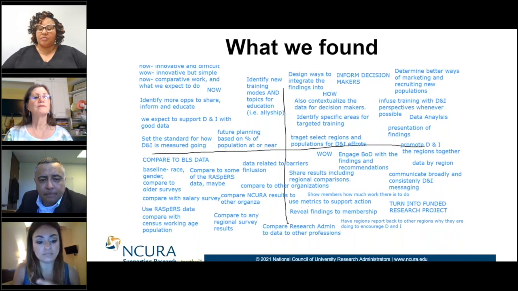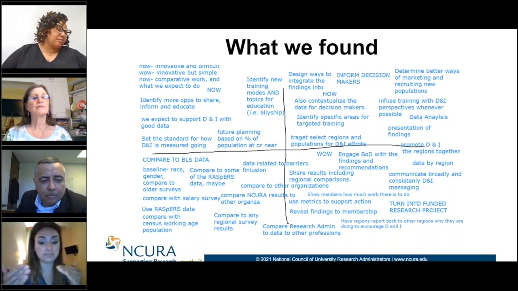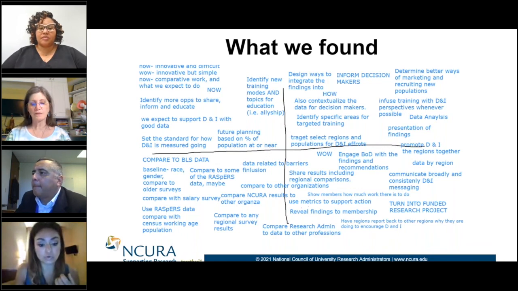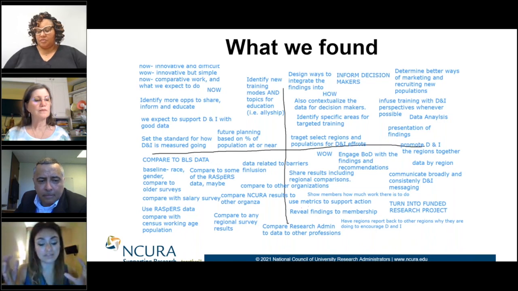So under now, what we wanted that were things like other surveys was to identify more opportunities, identify training, what we need from diversity and inclusion and how it's measured, as well as comparison to BLS and Rasper's data. The wow was innovation but simple. So that was about comparison to other industries, to have regions report back and have the regional work there, having funded sessions, understanding the metrics to support action. And then the how section was the more complex innovation, was thinking about marketing and recruitment, infusion of all training with diversity, equity, and inclusion, integrating those findings into results, contextualizing data, that data identified, and creating specific targets. Next slide.